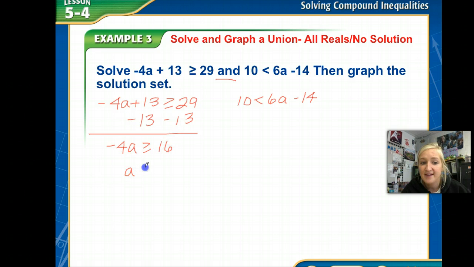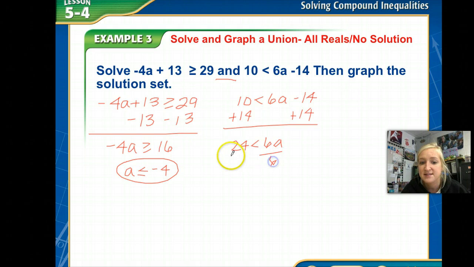So I have to flip my sign, I'm going to divide by negative 4, and I get a is less than or equal to negative 4. This one I'm going to add 14 to both sides, and I get 24 is less than 6a, divide both sides by 6, and I get 4 is less than a, so a is greater than 4.